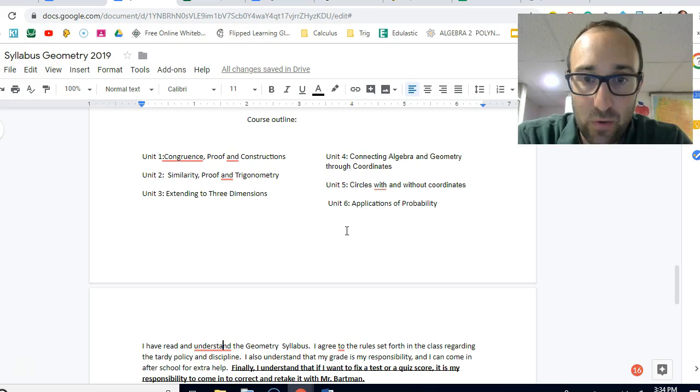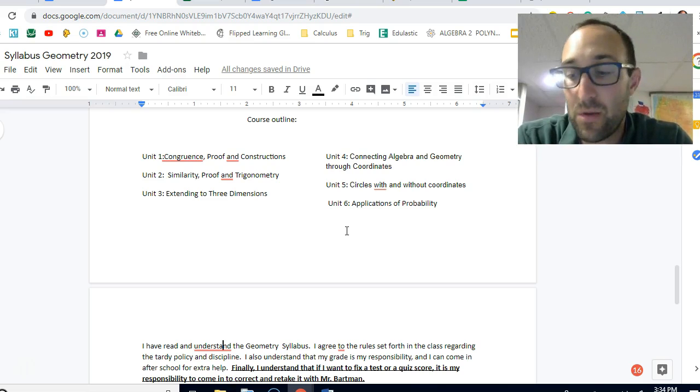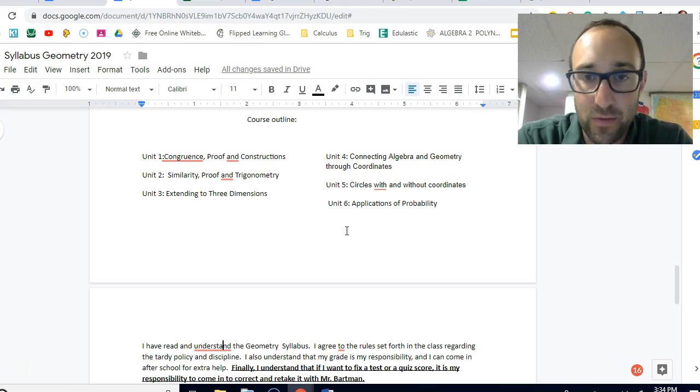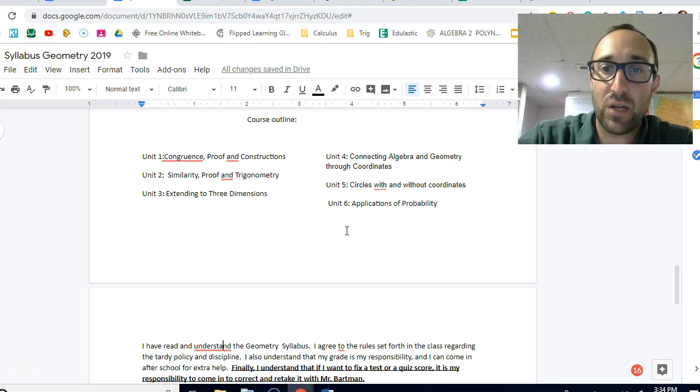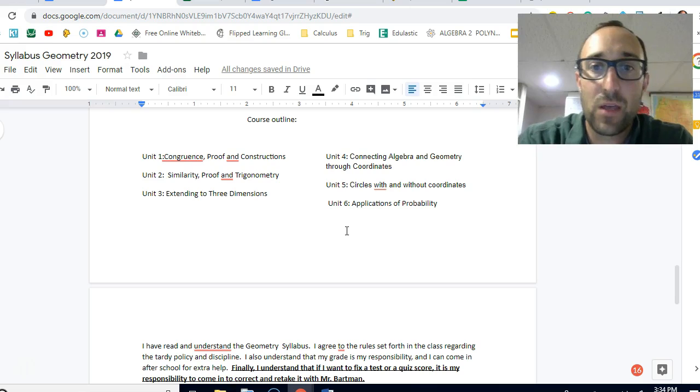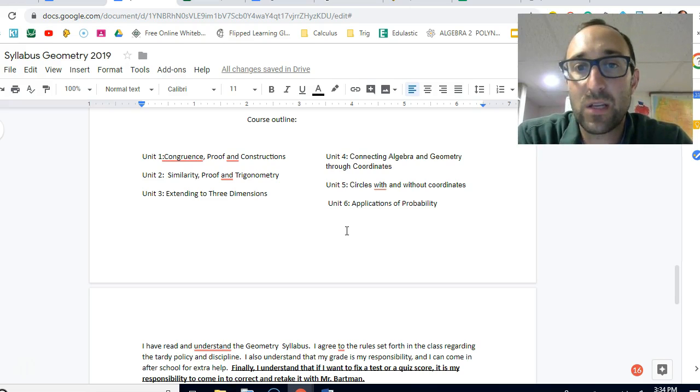All right, the things that we're going to be covering this year in geometry are congruence, proof and constructions, and then similarity, proof and trig. Then we have extending to 3 dimensions, like volume and surface area. Unit 4 is connecting algebra and geometry through coordinates. Unit 5, circles with and without coordinates. And Unit 6 is applications of probability.